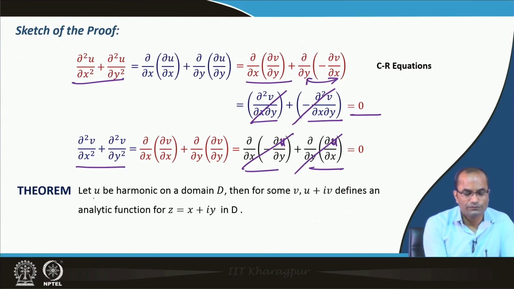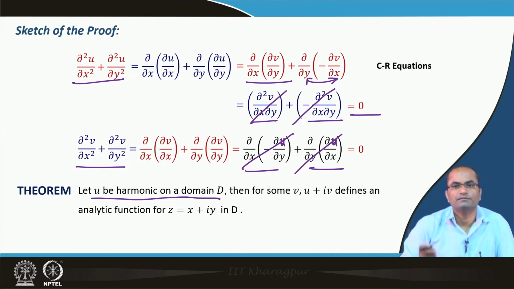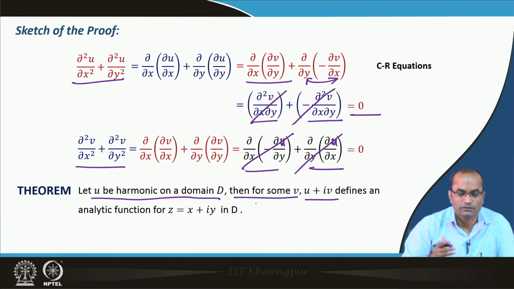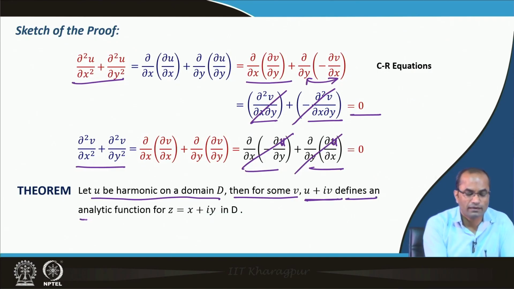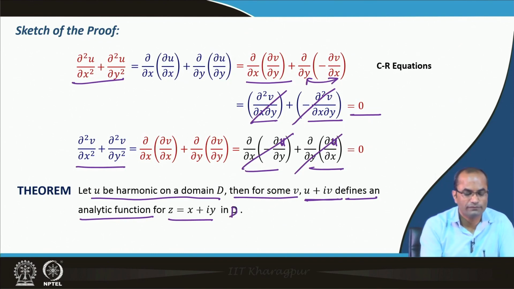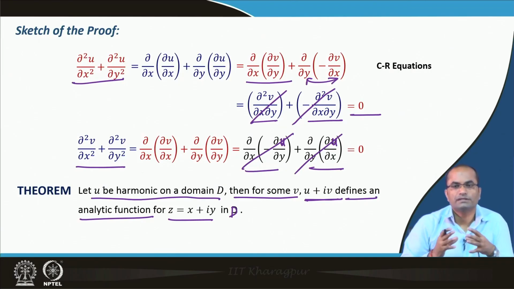There is another result. If we have a function u which is harmonic in a domain D, then there exists a v, a corresponding v for this u, such that u plus i v defines an analytic function for z equal to x plus i y in that domain D. So, what do we learn here? That if a function is given which is harmonic in a given domain D, then we can find another function v such that u plus i v will become analytic in the domain D.